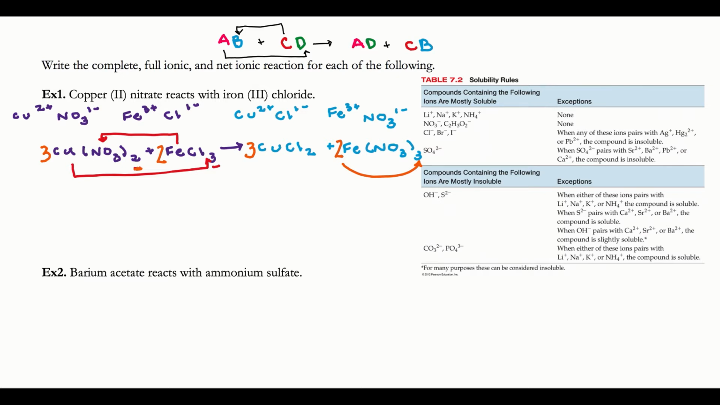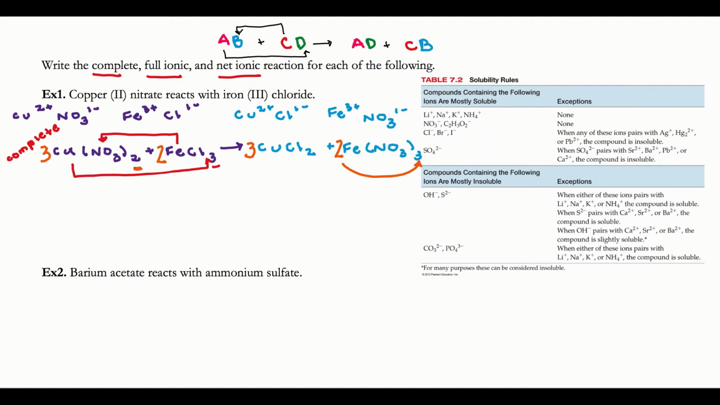Notice in this problem, it asks me to write the complete, the full ionic, and then net ionic reactions. So I've got to do that right now. What I just wrote is the complete reaction. That shows the entire reaction. The issue, though, is that some of these substances actually don't do anything in the reaction. They just watch. We call them spectator ions. So in order to know what is spectating and what is actually contributing to this reaction, I need to write out the full ionic and then the net ionic reactions.